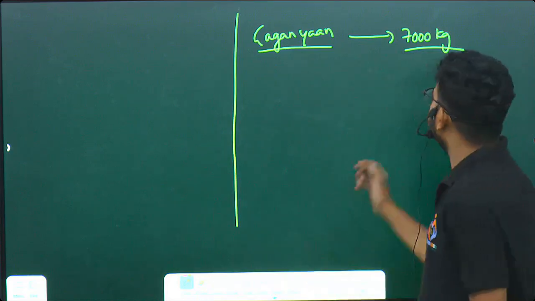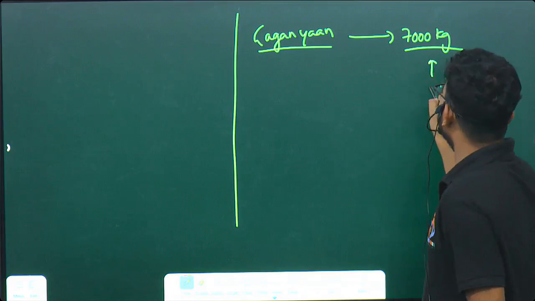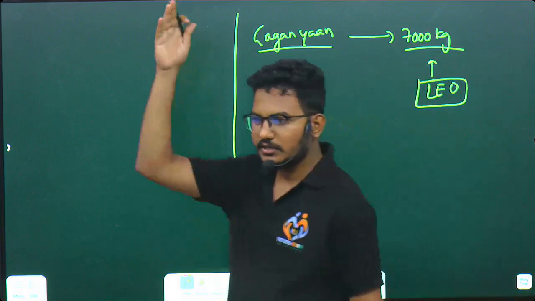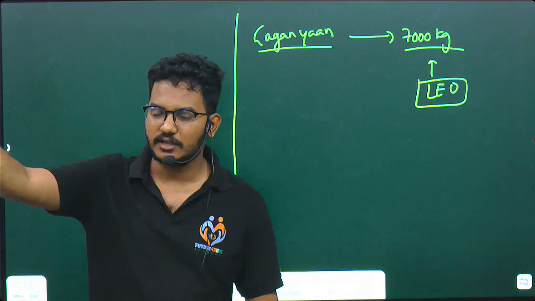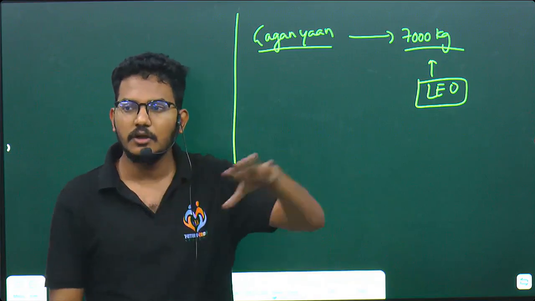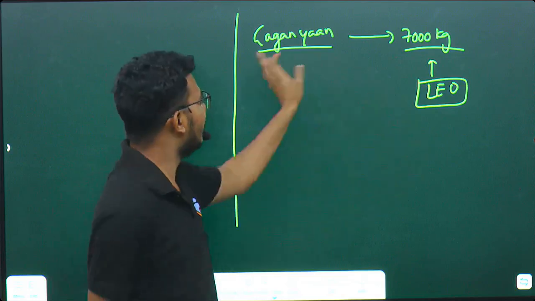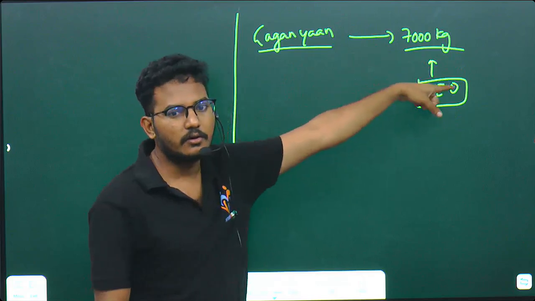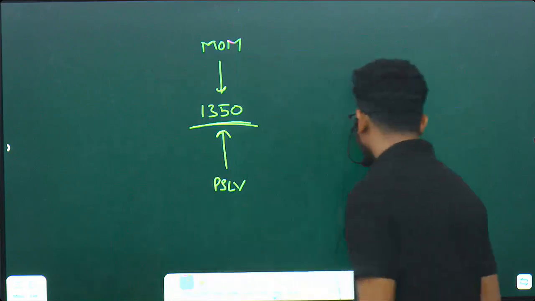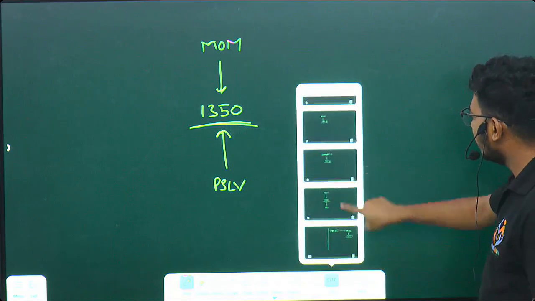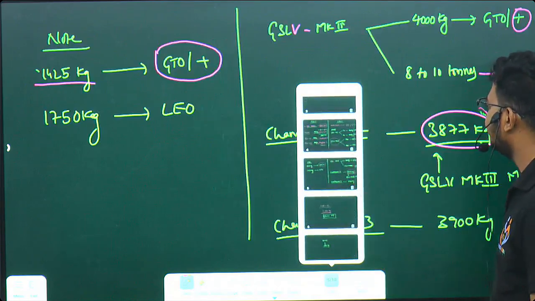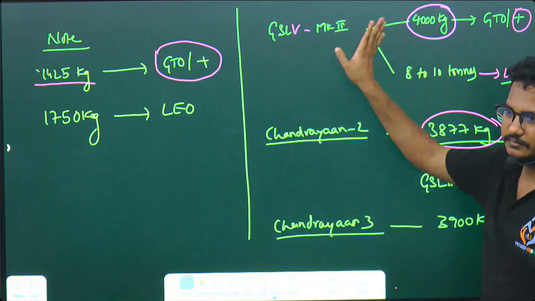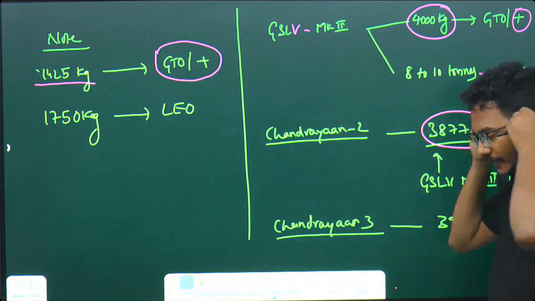But the point here is they have to reach lower Earth orbit. We cannot send our astronauts to 36,000 km or above. So initially, first we'll send our astronauts to lower Earth orbit. This Gaganyaan mission is 7,000 kgs, and our mission is to send astronauts to lower Earth orbit. Now tell me, 7,000 kgs to lower Earth orbit. So here also we'll use GSLV Mark 3.